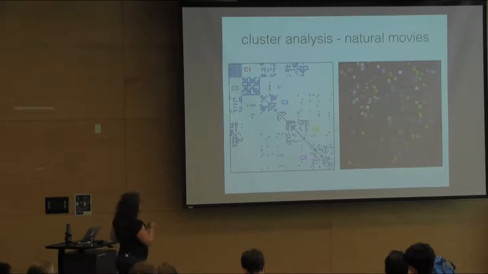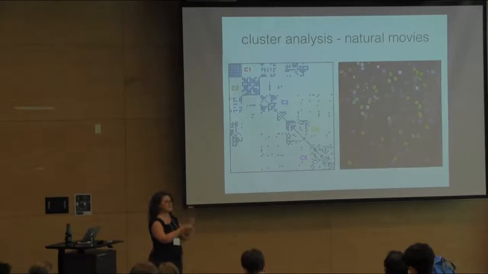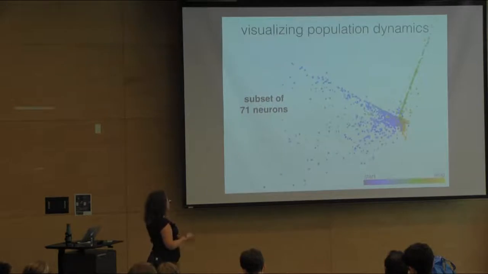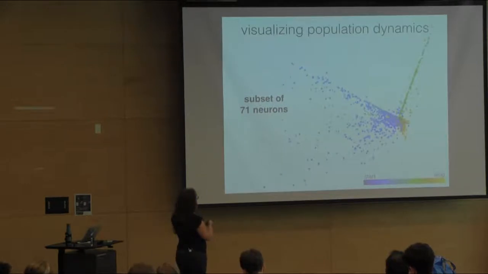And so what we did is we took the neurons that came out of this cluster analysis, and then we applied dimensionality reduction to those. And so what we found here is that once we applied this to a subset of the neurons, we actually got a much better separation in terms of the different parts of the movie in these low dimensional projections.